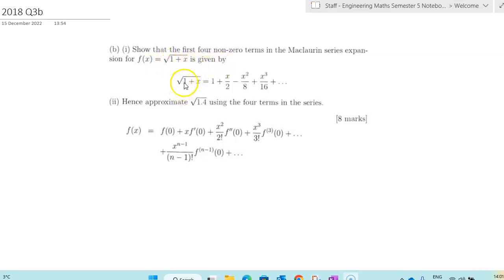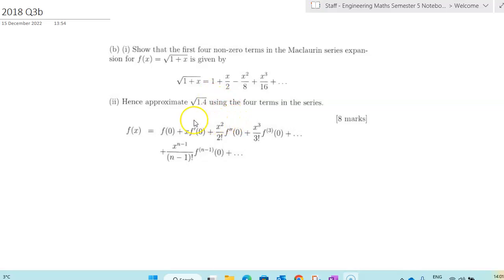The square root of 1 plus x equals 1 plus x over 2 minus x squared over 8 plus x cubed over 16. Part 2. Hence approximate the square root of 1.4 using the first 4 terms in the series. Now this, for part 1, is the answer that we're going to try to get here. Okay, and then we'll use it for part 2.